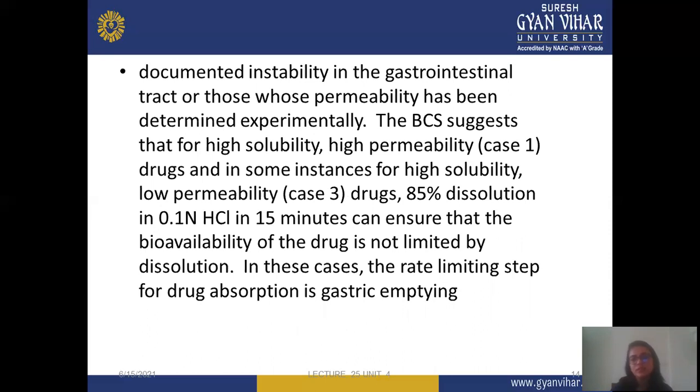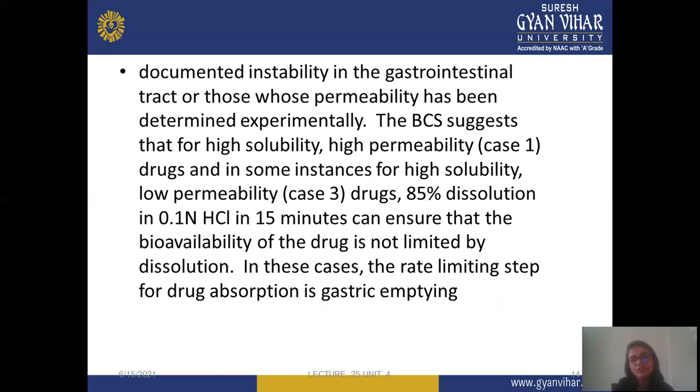Class 1 and class 3 are more favorable because in class 1 there is high solubility as well as high permeability, but in class 3 there is high solubility but low permeability. This type of class is used for controlled release or sustained release formulations due to low permeability but high solubility, and you control your release rate according to the requirement.